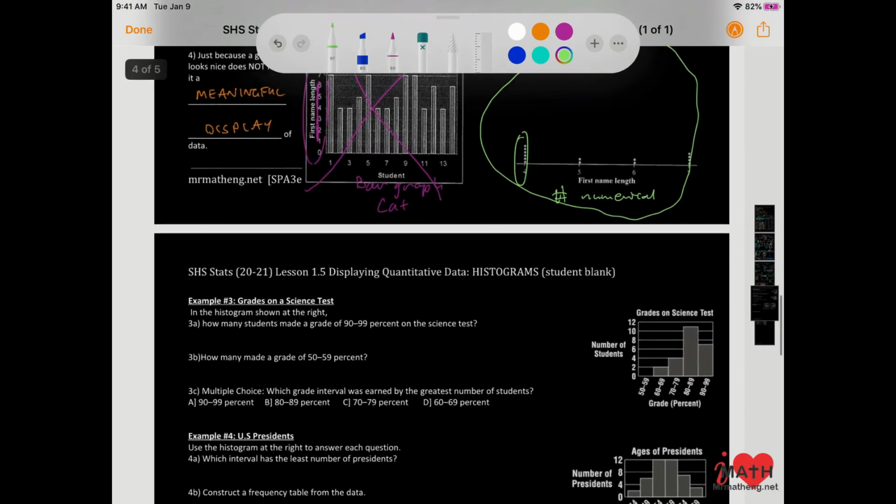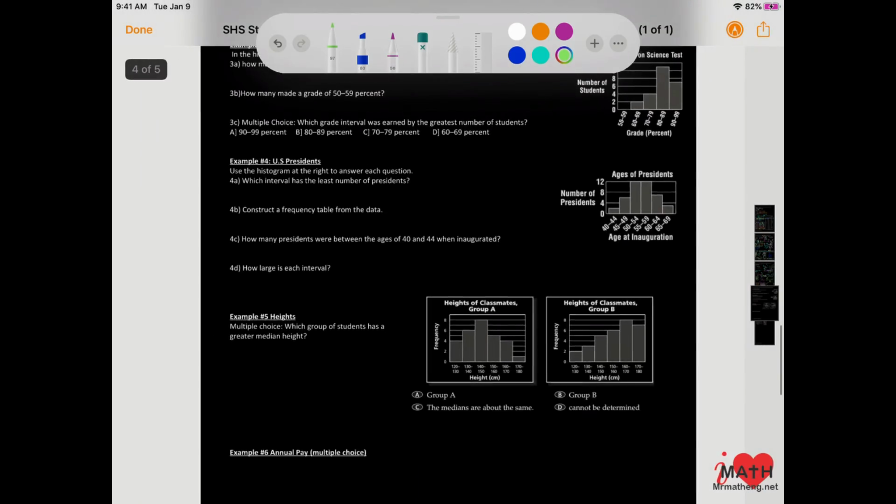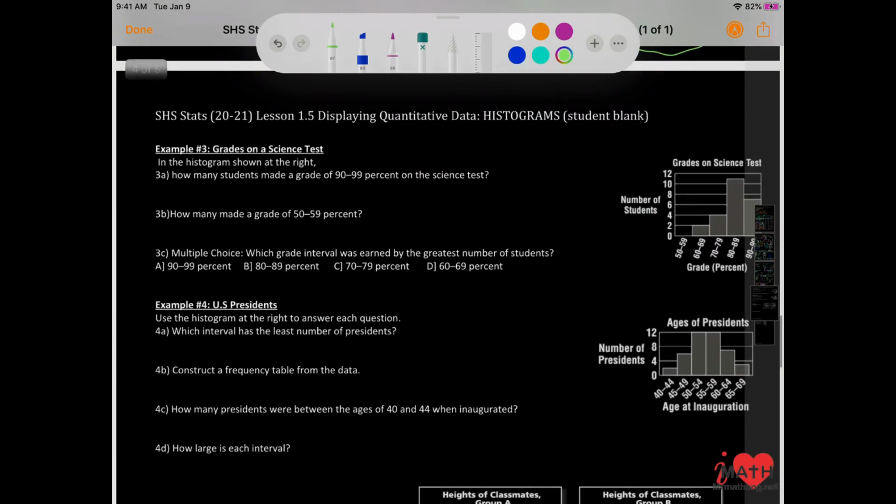All right, I want you to go to the next page, and there are just a bunch of examples here, so go ahead and pause, try them on your own, see if you get the lesson, and then we'll go over these together.